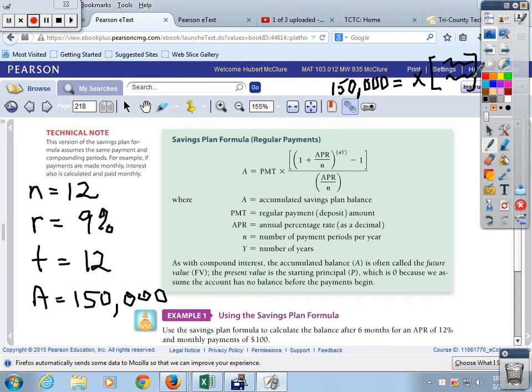So 1 plus 0.09 divided by 12 to the nt. Well, that's 12 times 12, which is what? 144, minus 1, over 0.09 divided by 12. So we're going to do that in our calculator.